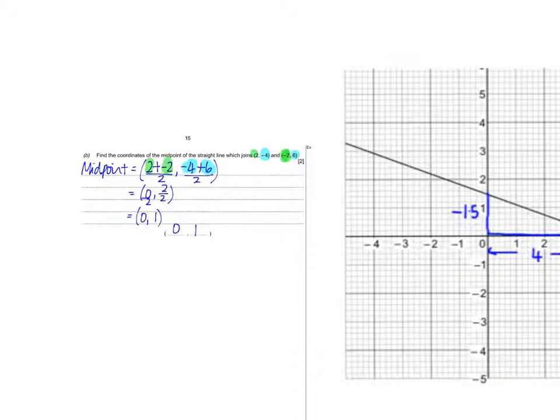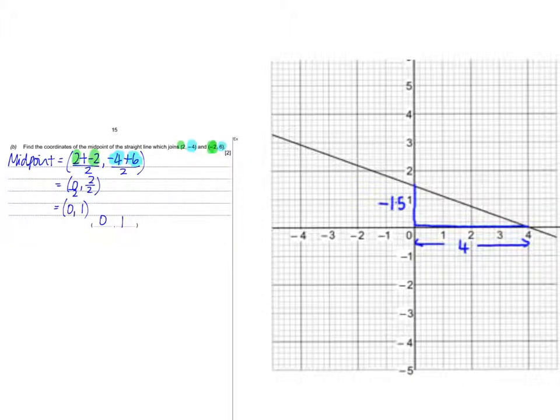We've got 2, minus 4. So I think I need to come over here. So 2, minus 4, this point here. And then the other one being minus 2, 6, all the way up here. Draw that line and try and work out where the midpoint is.